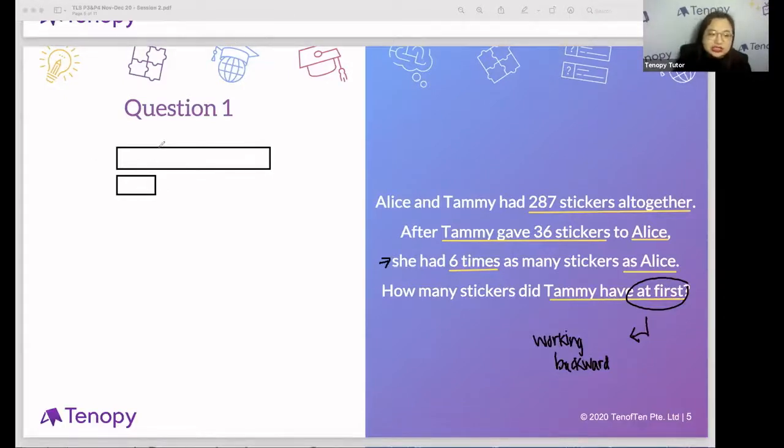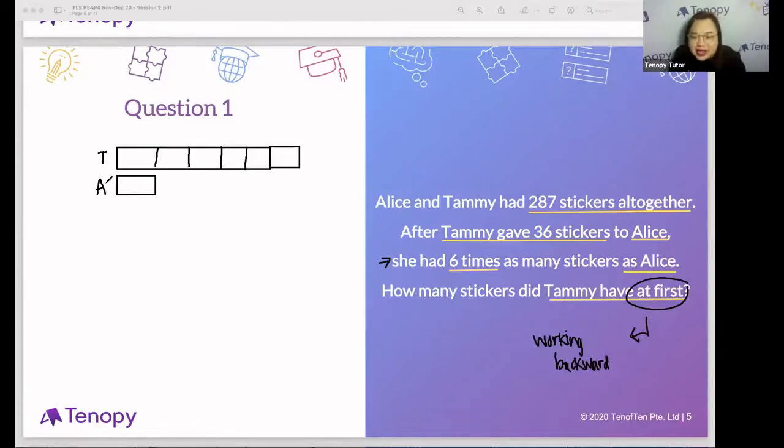So I cut it into 6 equal parts. 1, 2, 3, 4, 5. I need 1 more. 6. Okay, so first one for Alice, second one for Tammy. Now, after I get to this part, what do you think I should do next?